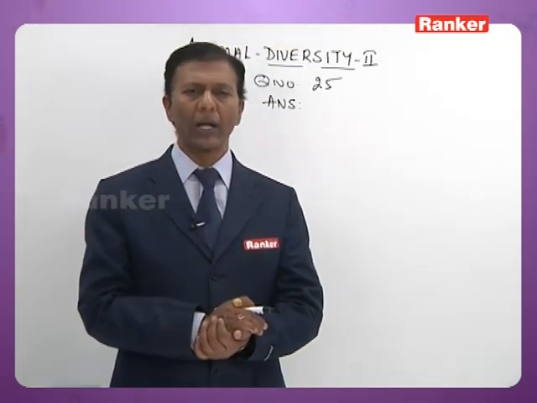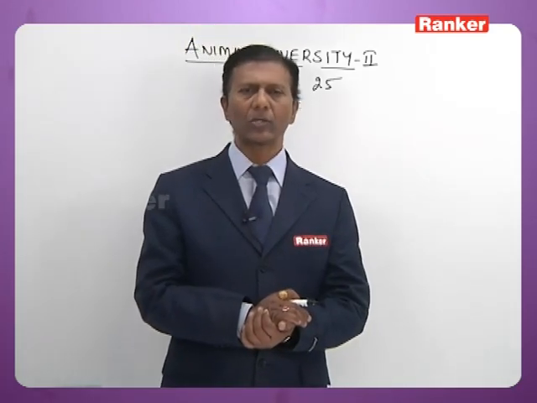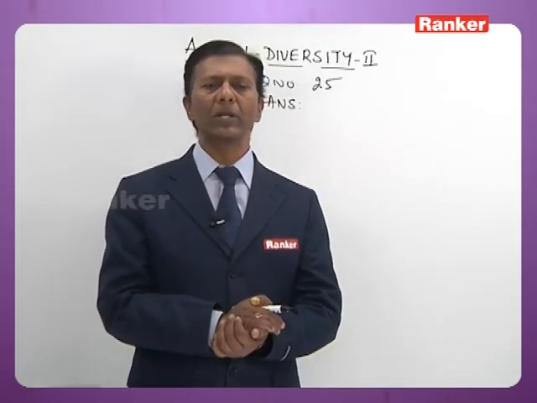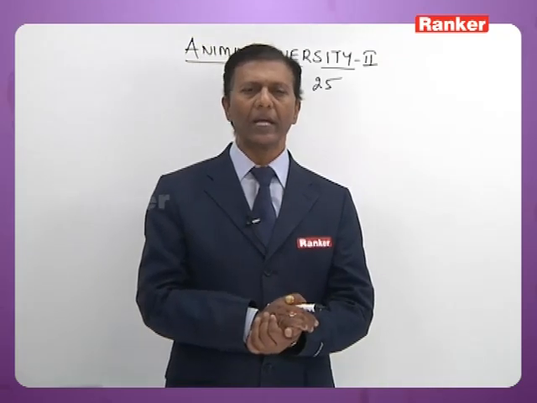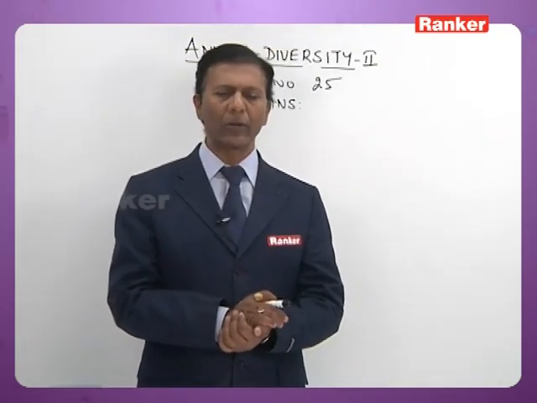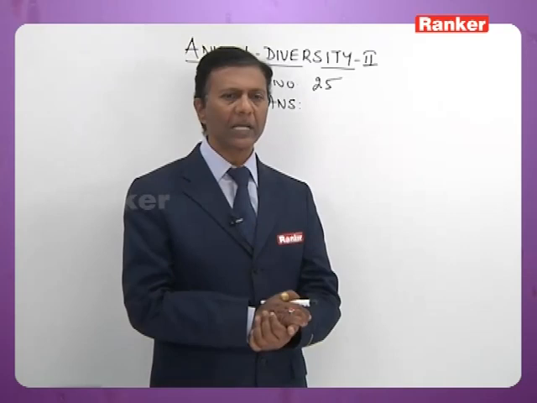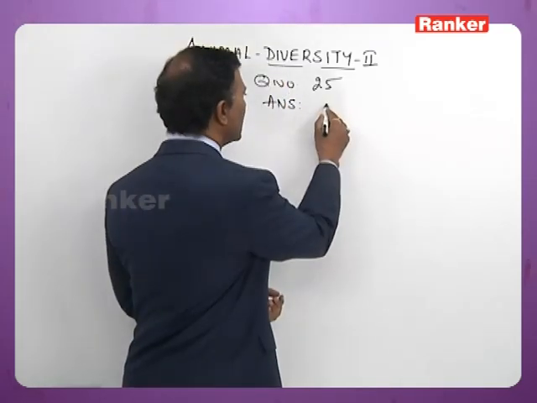They are also called elevators. These muscles are called elevators because they bring about elevation of the body by facilitating downward strokes of wings. So pectoralis major is the correct answer. That is 25th question. Correct answer is C.